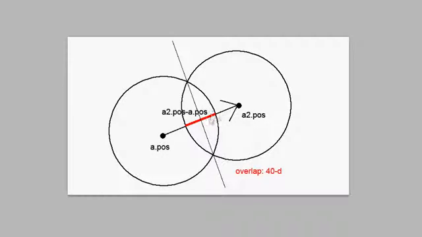When these agents overlap by some amount, we are simply going to push A2 away from A by half of this distance, half of this overlap, and we are going to push A away from A2 by the other half. So basically, we will move them apart from each other by a total distance of whatever the overlap is, and they will be touching at exactly only a point.